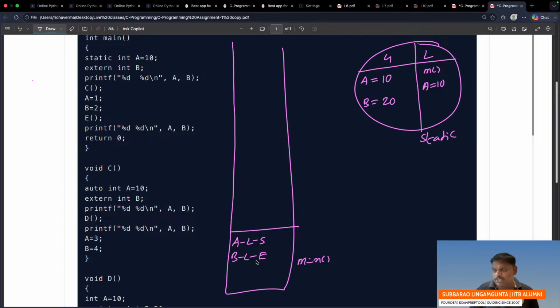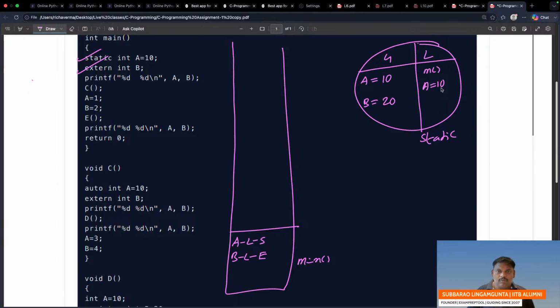I think until now, these two are perfect. Now come to the main function. First line over, second line over. Print a percentage d a comma b. What is a? What is b? If you observe clearly, both are there in the static areas. See this one, static int a is equal to 10. So a 10 is already there.